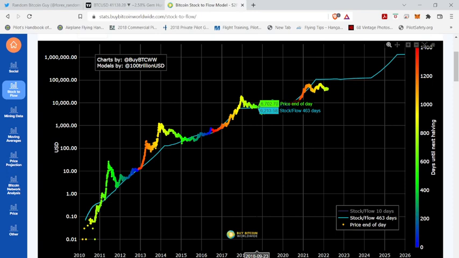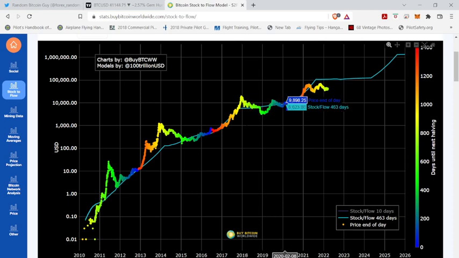I know Plan B has been getting a lot of flack about this, but you can see that when we were several standard deviations away from stock to flow, when the price was on the upside, everybody was all happy and cheering him on. He didn't actually come out with it until about 2017, right around here. But as you can see, I'm sure everybody was happy when price was exceeding stock to flow.